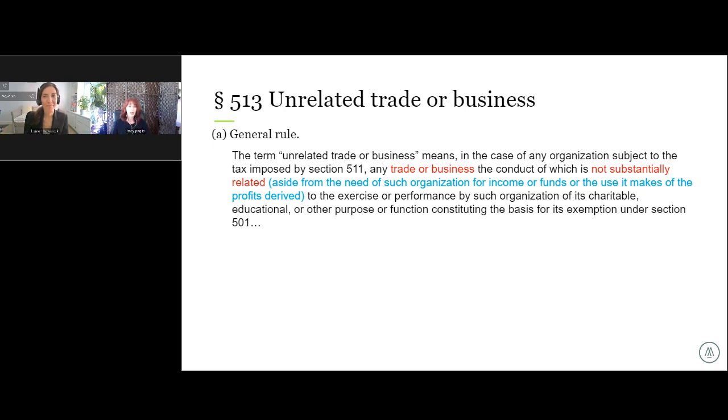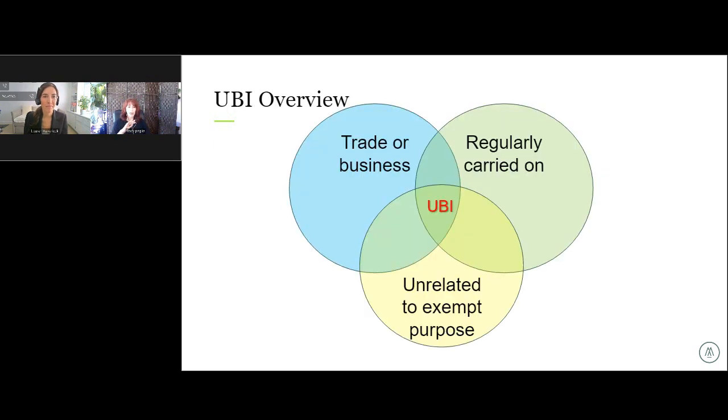So here's the Venn diagram that puts into picture what the code just said. It has to be a trade or business, it has to be regularly carried on, and it has to be unrelated to the exempt purpose in order to be unrelated business income. So I kind of call this three legs of a stool. And if we can kick out one of the legs, we don't have unrelated business income, and you can earn all the money you want, and it's not going to be taxed.